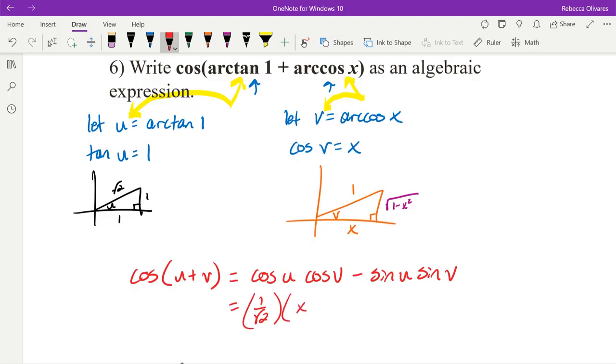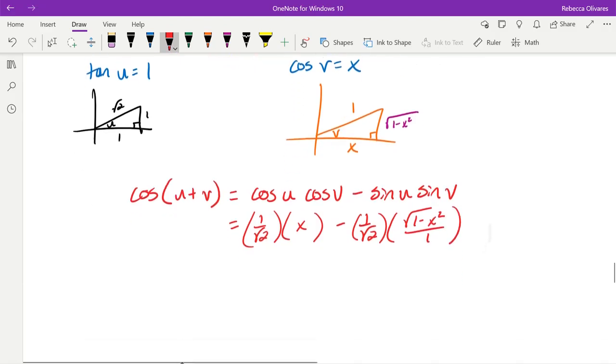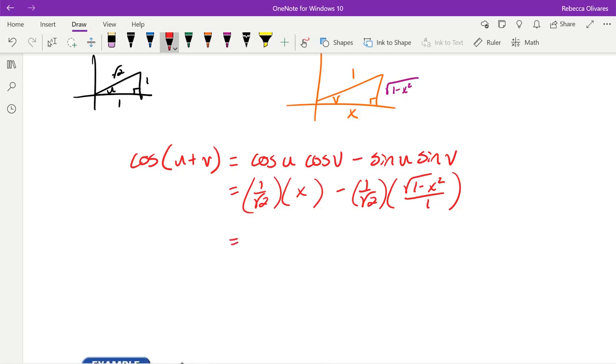That's just X, but you can also pull it onto the triangle. Sine of U, that's going to again be 1 over the square root of 2, or root 2 over 2. I'm going to change that in the next step. And sine of V is going to be the square root of 1 minus X squared over 1, because the hypotenuse in that triangle is just 1.